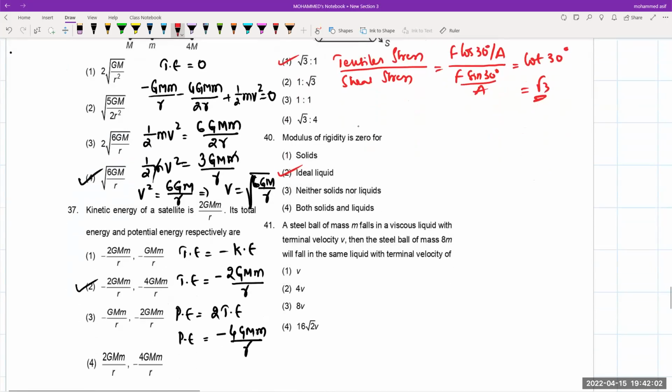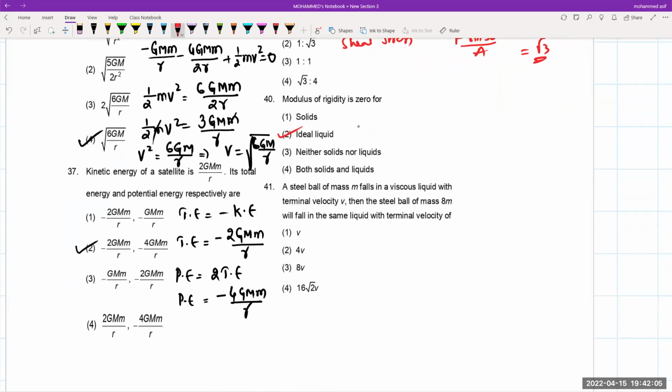A steel ball of mass m falls in a viscous liquid with terminal velocity v. Then the steel ball of mass 8m will fall in the same liquid with the terminal velocity of this one. Direct question मैंने क्लास में भी बहुत बार लिखवाया था इसके अंदर. Mass is directly proportional to r cube, and terminal velocity is directly proportional to r square. That means the terminal velocity is directly proportional to mass to the power of 2 by 3.